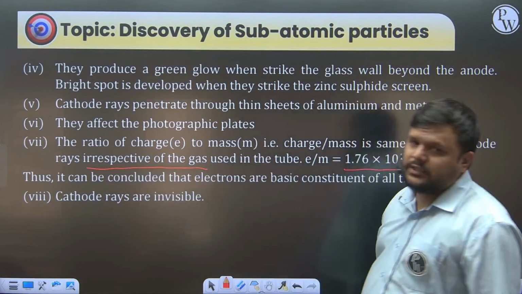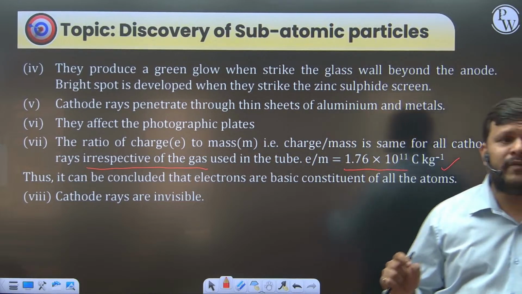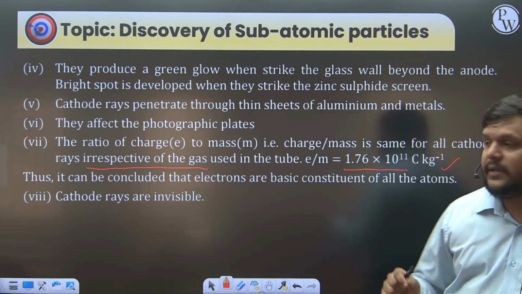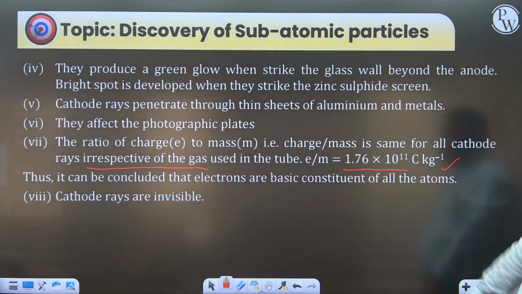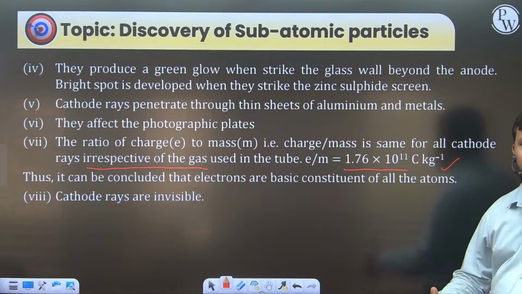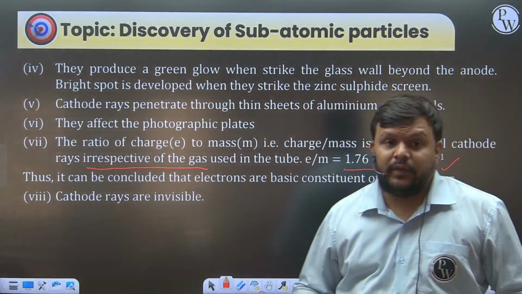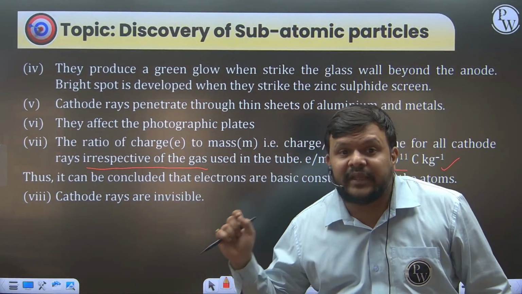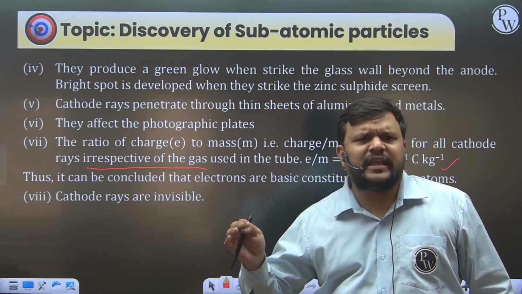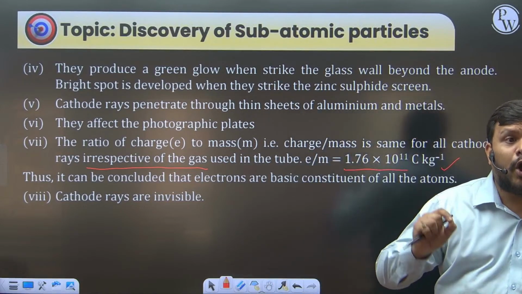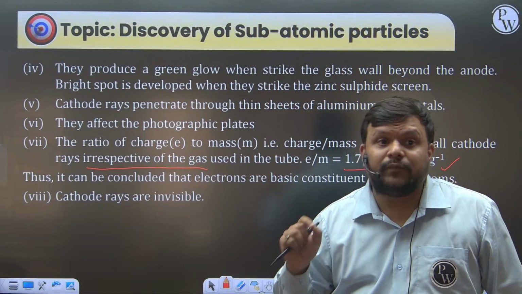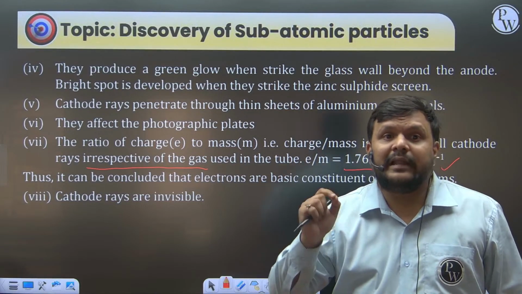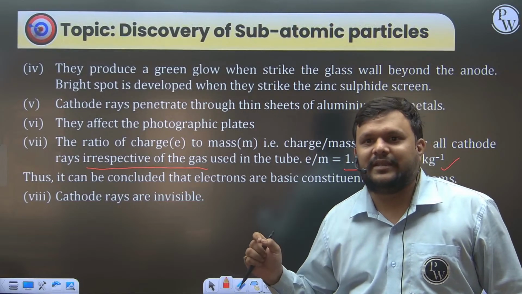Irrespective of the gas used, we are getting the same value of charge by mass, e/m, which we call the e/m ratio, 1.76 × 10^11 C kg^-1. You take any gas, you will get the same value, because by changing the gas we are not getting different things. We are getting the electron as the cathode ray.